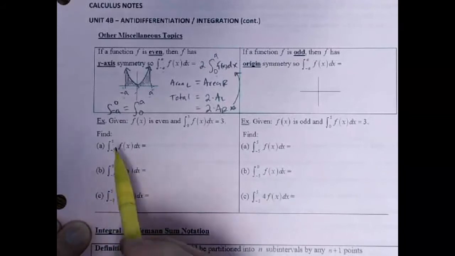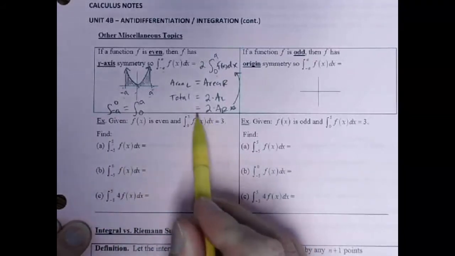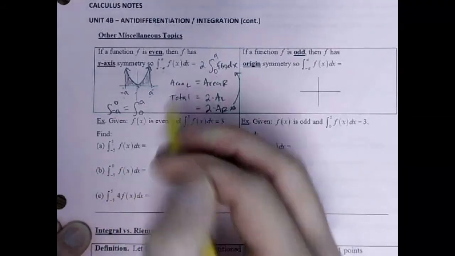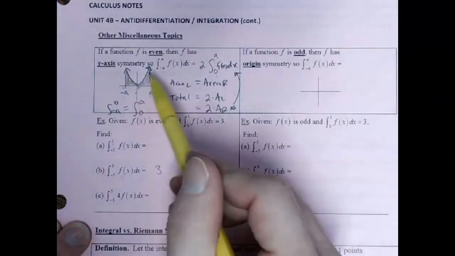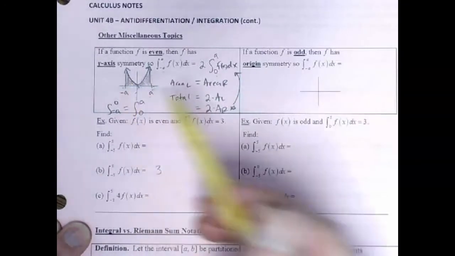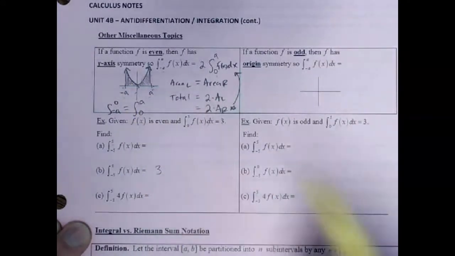Well, I know if the area on the right is 3, let's do part B first. Then the area on the left is going to also be 3. If this region is 5, then that region is also 5, or 3. I don't know why I keep getting the 5s in my head.